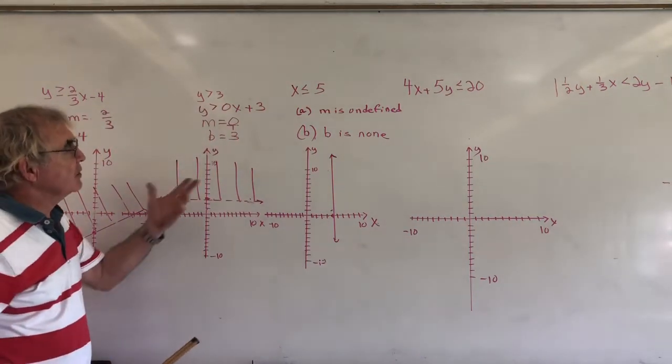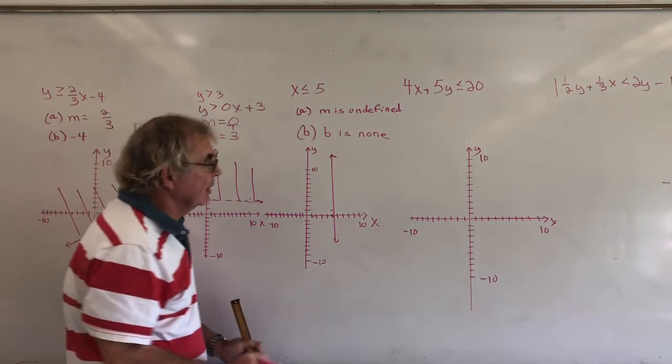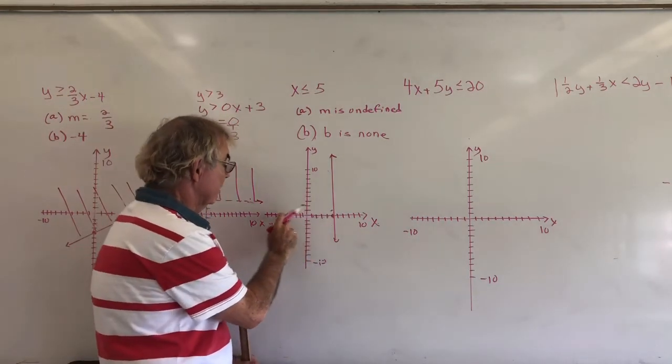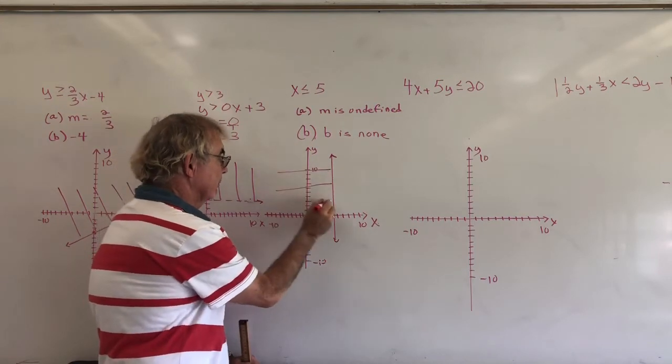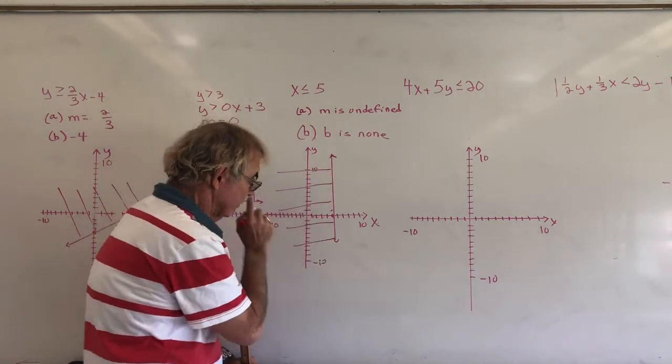Now, x is less than 5. Give me a number less than 5. Maybe 4, maybe 0, maybe negative 10. But anyway, it's to the left. Okay.